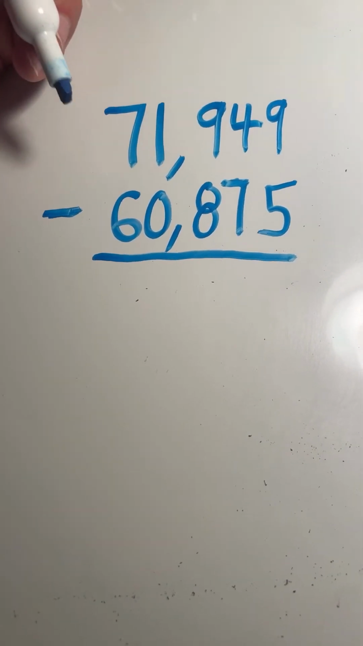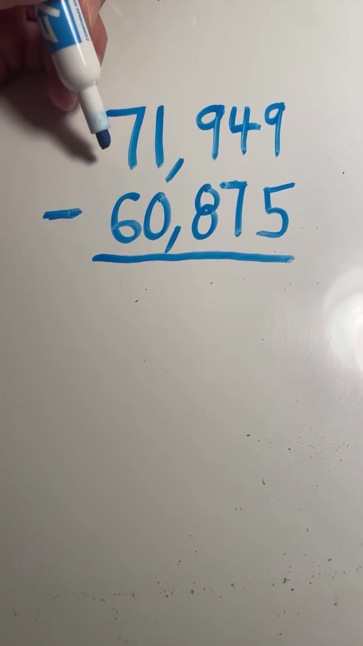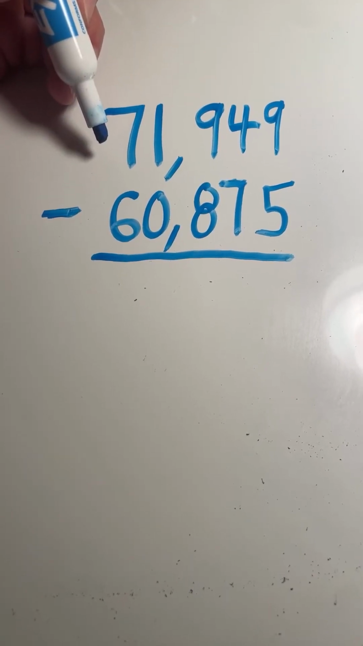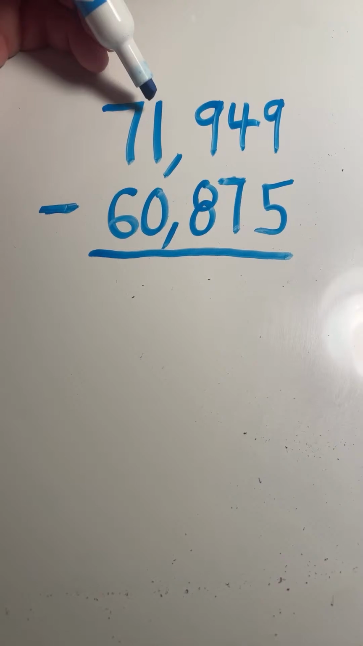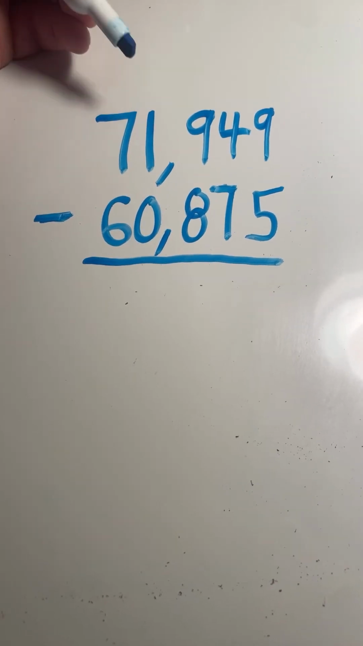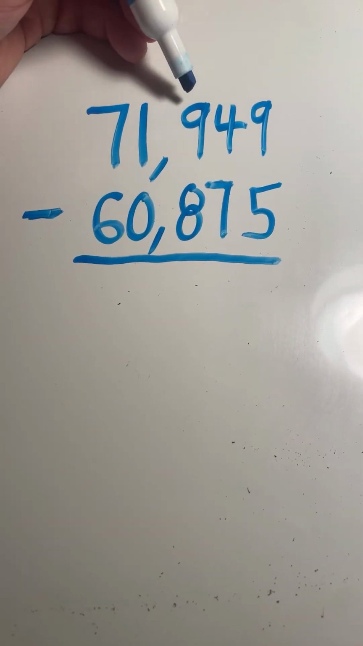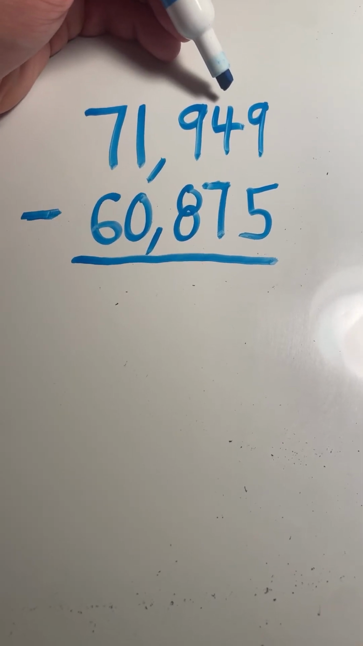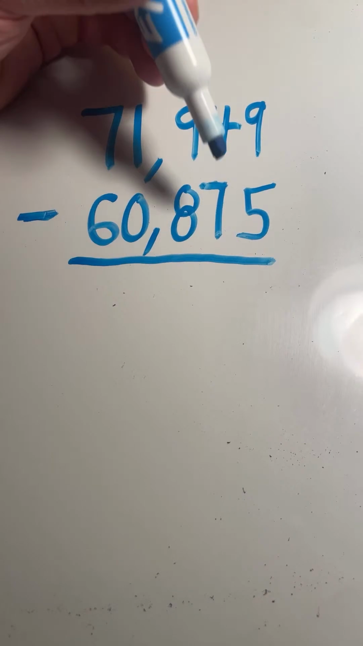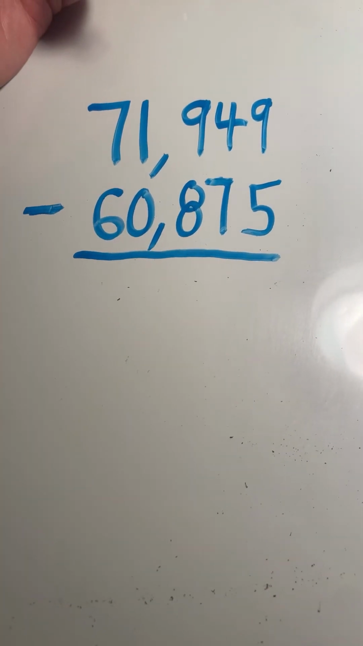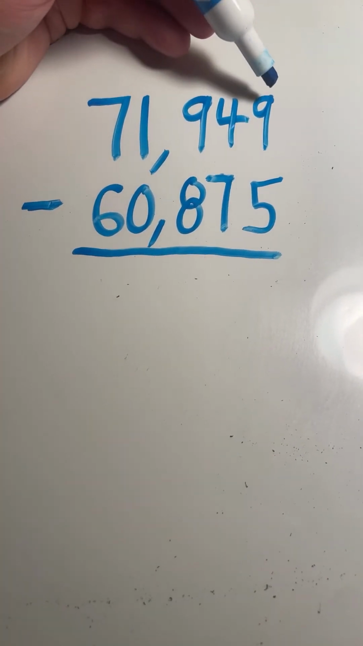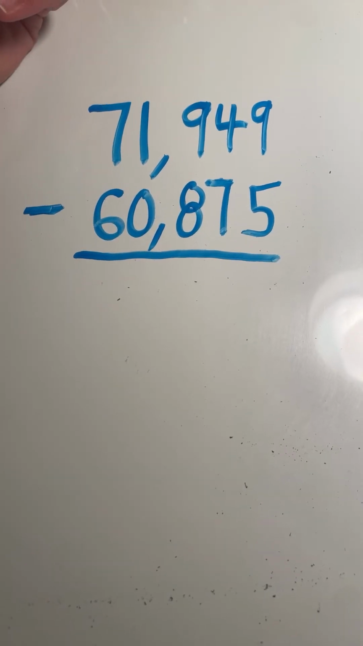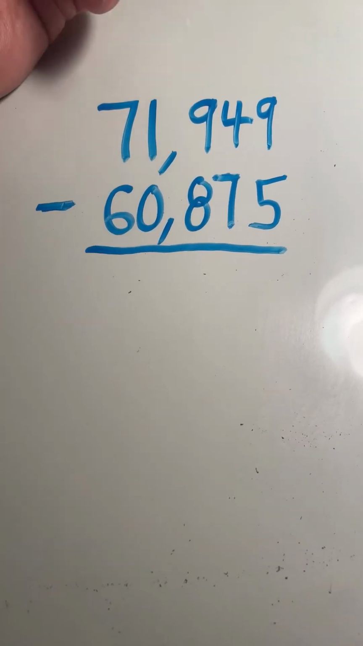So looking at this problem, we do not need to regroup in the 10,000s place. We do not need to regroup in the thousands place. We do not need to regroup in the hundreds place. In the tens place, we will need to regroup, because you cannot start out with 4 and take away 7. And we will not need to regroup in the ones place. So it's only the tens place that needs regrouping for this one.